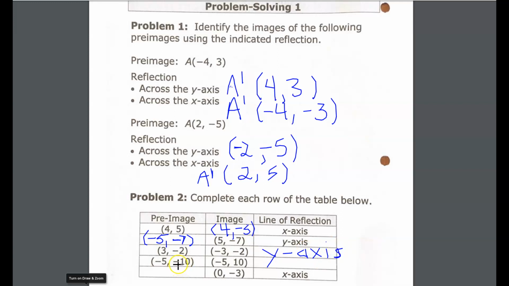In this problem, the x-coordinate stayed the same. The y changed to its opposite, so that one was flipped or reflected over the x-axis.